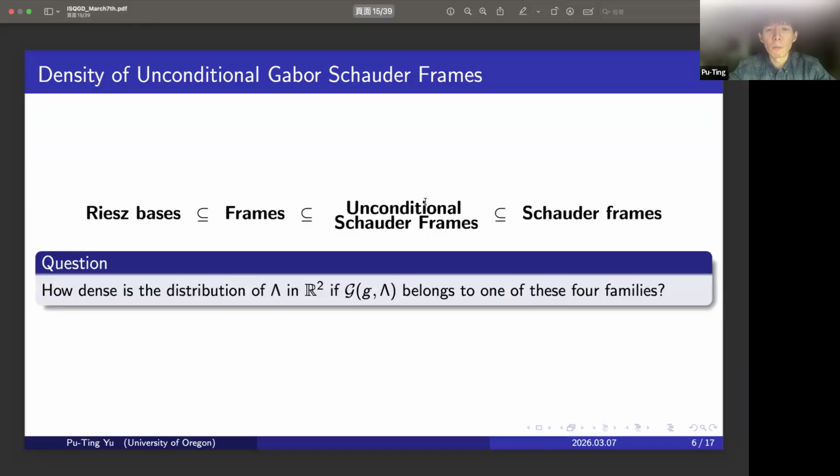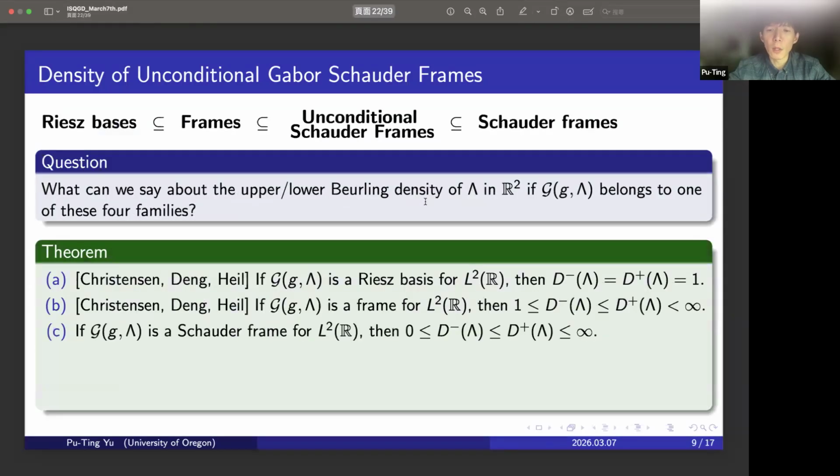And for the lower Beurling density part, it is possible that the lower Beurling density associated with a Gabor Schauder frame could be as low as 0. The reason is it is possible to construct a Schauder frame which only uses pure translates. So recall that in the definition of a Gabor system, we use some shift on the frequency side, and we also use some shift on the time side. So it is possible to construct some Schauder frame which only uses the shift on the time side. And when you only use time shifts in a Gabor system, then the lower Beurling density could be as low as 0. So that's why we have this range for Gabor Schauder frames.